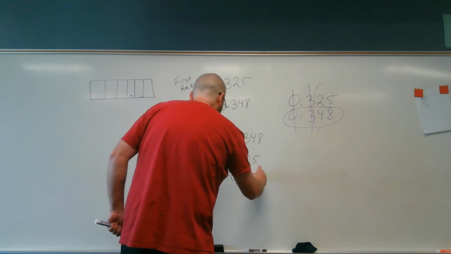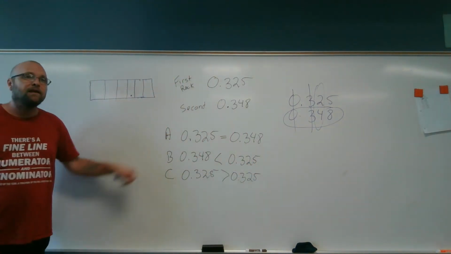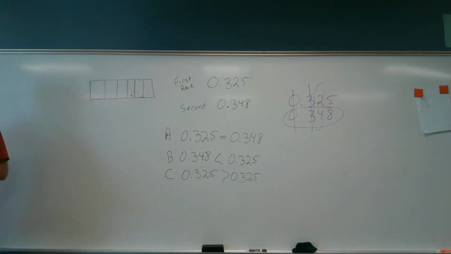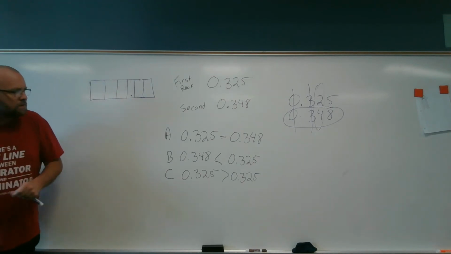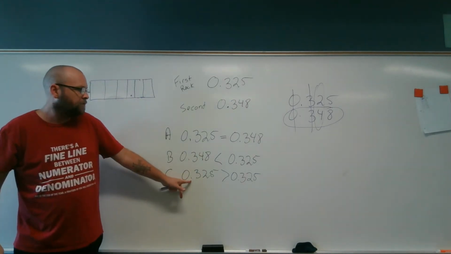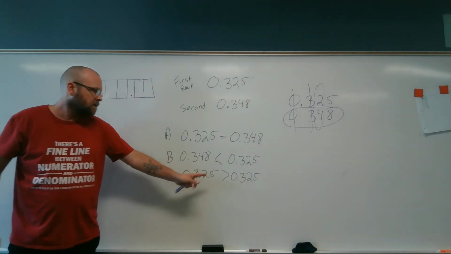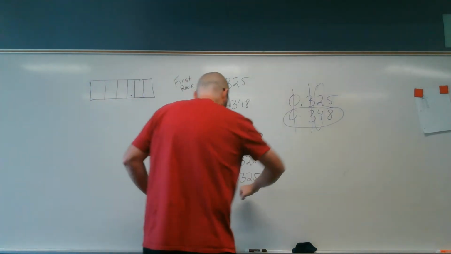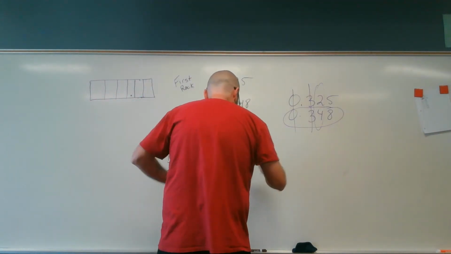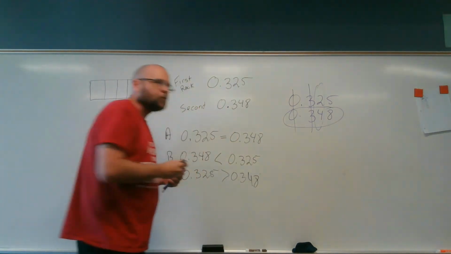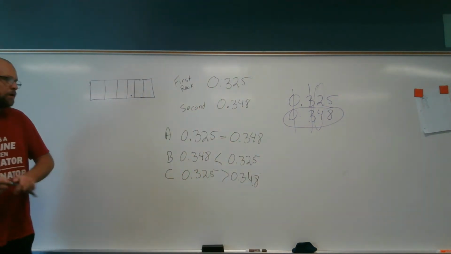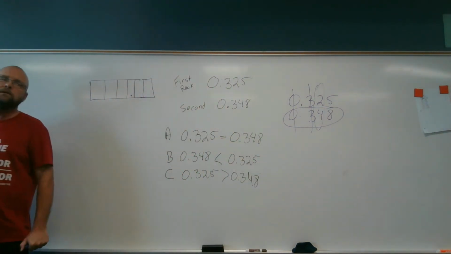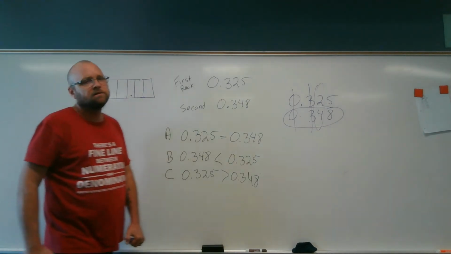Yeah. So B and C really say the same thing. B and C are both saying that 325 thousandths, that doesn't make any sense here. It should be 348. Both B and C are saying that 0 and 325 thousandths are the biggest one. So that doesn't make any sense.